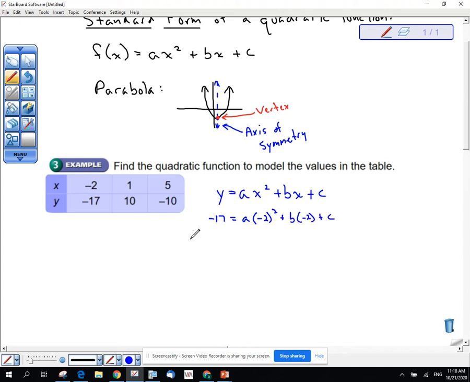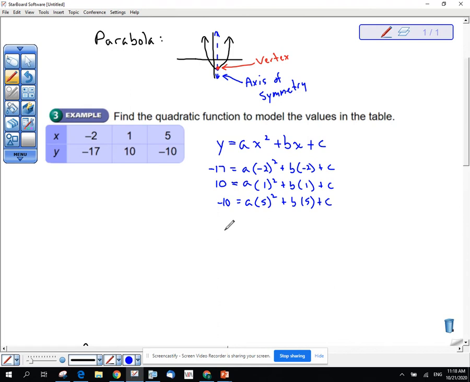If everything that we did so far is a little bit easy, buckle up, because this one's a little bit harder. This is kind of the key point to the lesson, so make sure you can do this. I'm plugging in 1 for x, so a times 1 squared plus b times 1 plus c, and then -10 is equal to a times 5 squared plus b times 5 plus c.